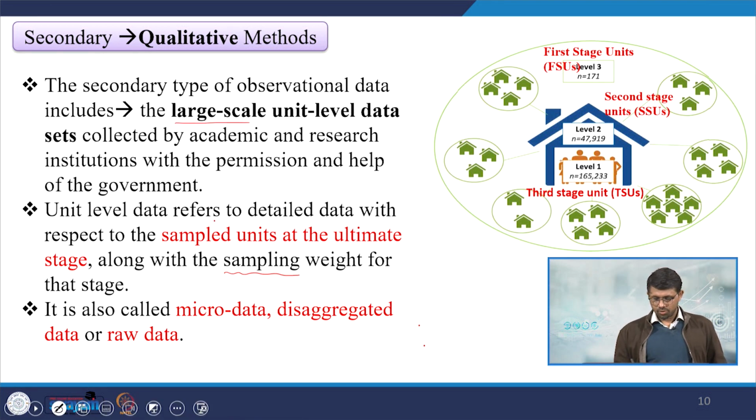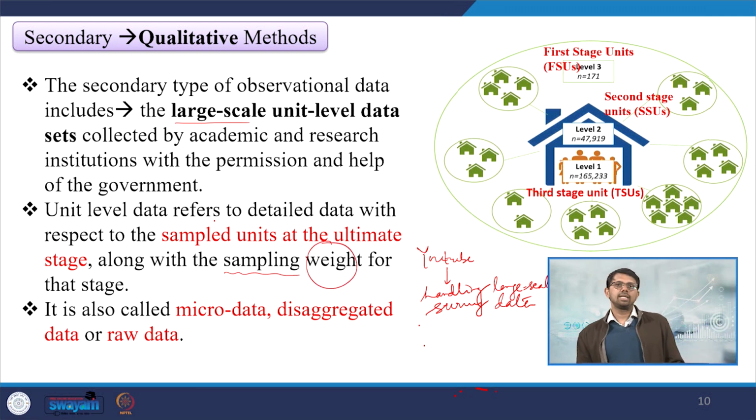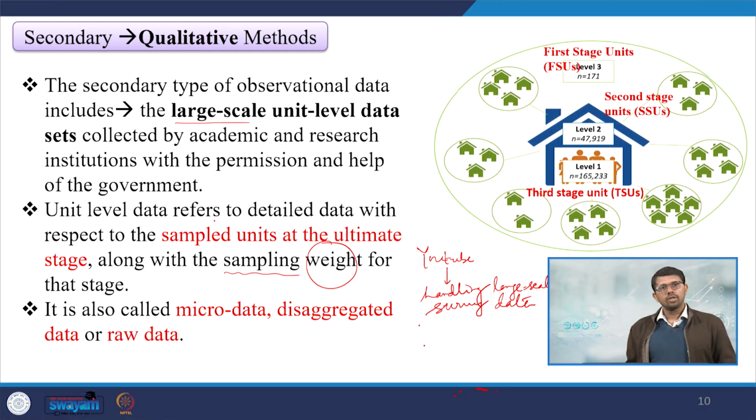If you search on YouTube, you will also find these things on handling large scale survey data. And especially the emphasis was on weight. Weight will represent the state or district, so that the findings from the data you can claim as representing the entire area.